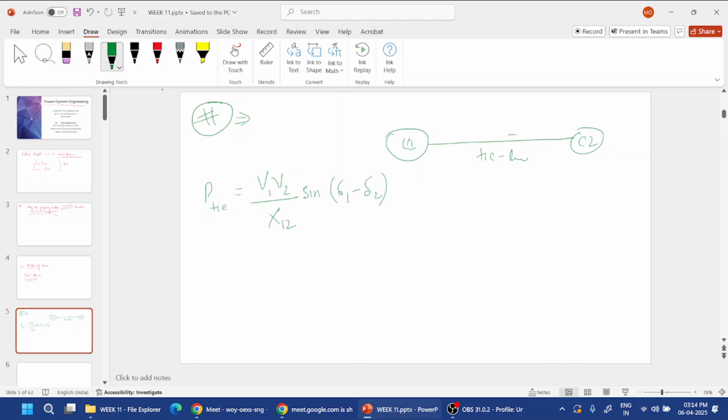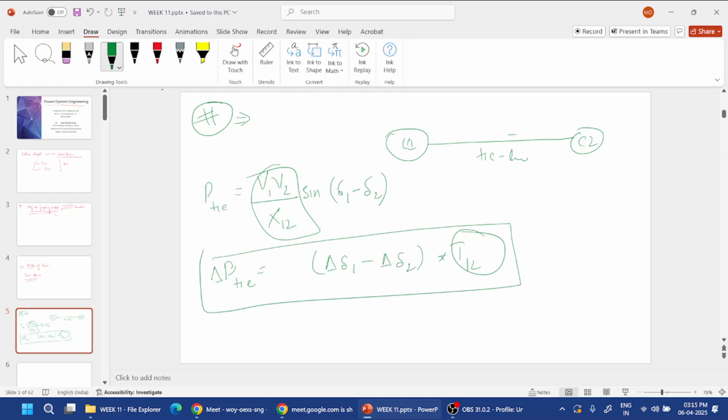Okay. Now, if there is any incremental change in del 1 and del 2, the incremental power, del P tie, will be the difference between the change in angle 1 and angle 2 multiplied by T12, whose value is this much. Okay. So here, this is the incremental power when there is a change in the frequency.